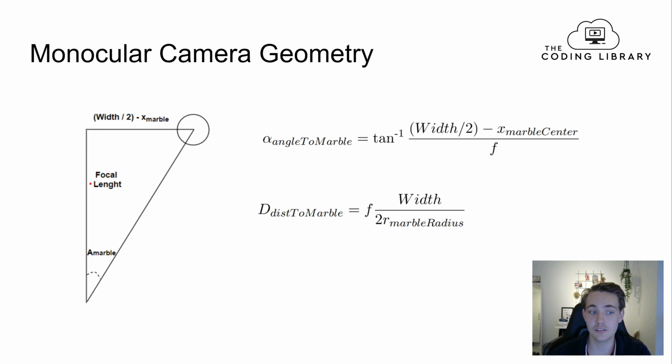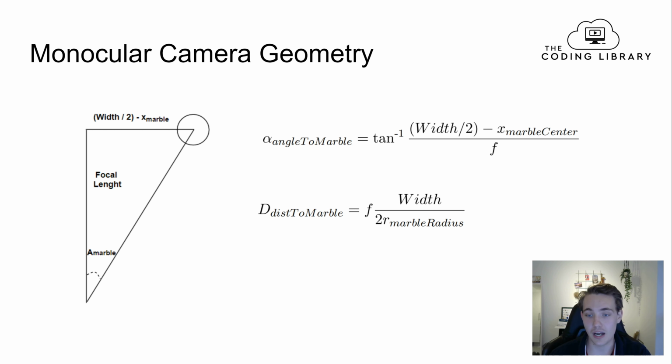So it will be the deviation from the center of the field of view for the robot. And then we can also use this information to calculate the distance to the marble, where we're going to use the focal length and also the width of the image frame, or half of the image frame. And then we're going to use the information that we get from the Hough circle transform, which will return the radius of the marble that we've detected.